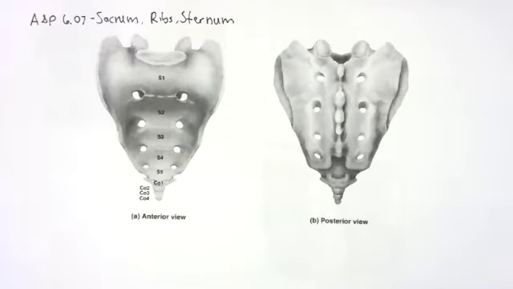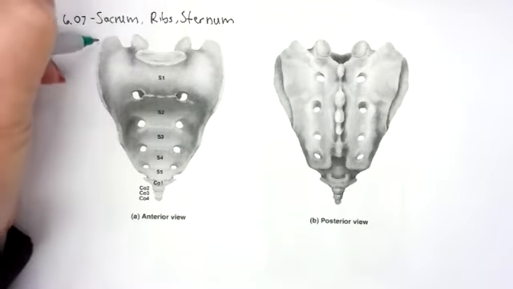Alright, welcome to the last lesson in packet number 6 over the sacrum, ribs, and sternum. We're going to be going through a couple of different pages here, so we'll be flipping through those. We have just a few landmarks on each of these that we want to talk about. We're starting off with an anterior and a posterior view of the sacrum and the coccyx.